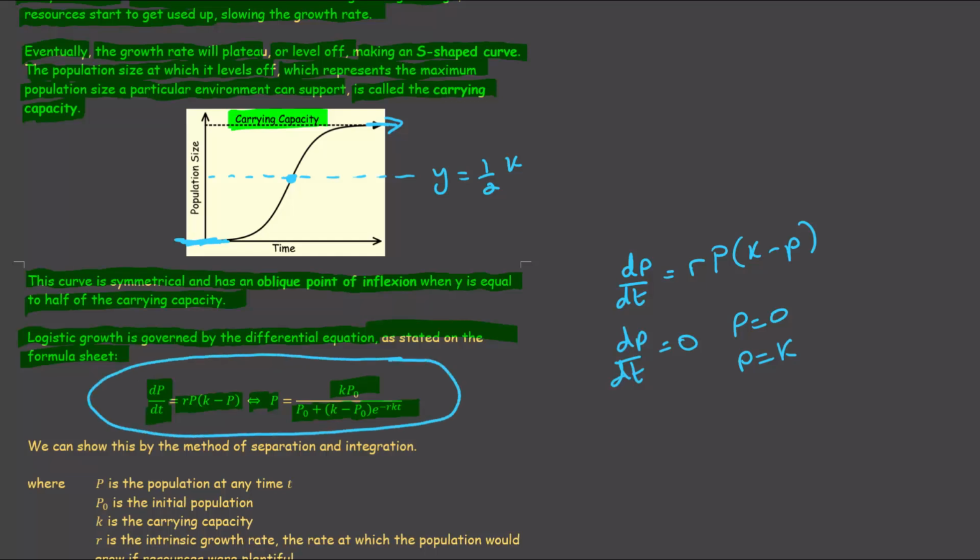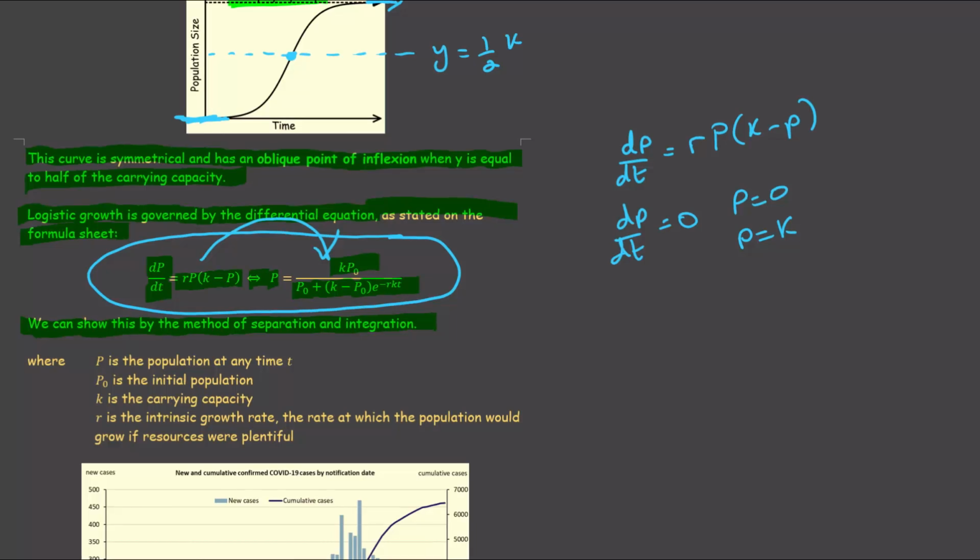It's unlikely, especially in an exam, that you're going to be expected to actually solve the differential equation to go from here to here. It could happen in one of your school tests, and I'm going to look at that in general. We can show this by the method of separation and integration. We'll look at that in the next lesson, where P is the population at any time t, P naught is the initial population, K is the carrying capacity, as we mentioned before, and r is the intrinsic growth rate. That's the rate at which the population would grow if resources were plentiful.